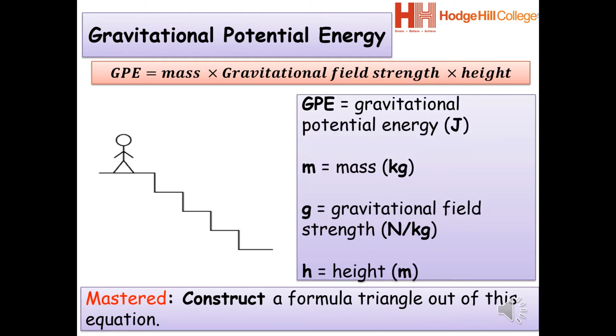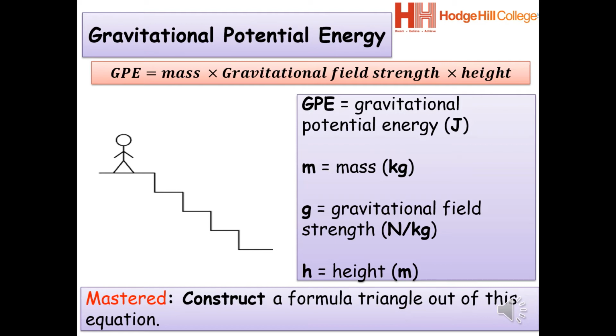Okay, so as I said, GPE is gravitational potential energy and it is given the units of capital J for joules. Mass is given the symbol of lowercase m and we're looking at units of kilograms or kg. Gravitational field strength essentially means the strength of gravity. We give it the symbol of g and it has the unit of newtons per kilogram. On Earth, it's pretty much the same wherever you are, and we're looking at roughly 9.8 newtons per kilogram.